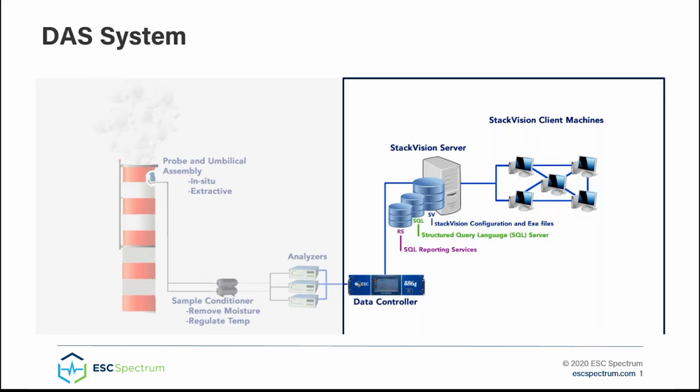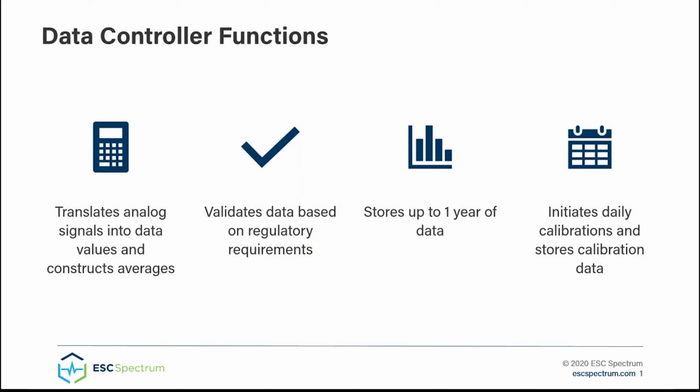Now let's talk about the functions performed by the data controller. The controller translates the analyzer signals into concentration values, typically parts per million or ppm. It then constructs the averaging intervals required under a plant's air permit, typically 15-minute, 1 hour, and so on, and these may be block or rolling averages. The controller validates the data as good or bad. Only good data can be used for regulatory reporting.